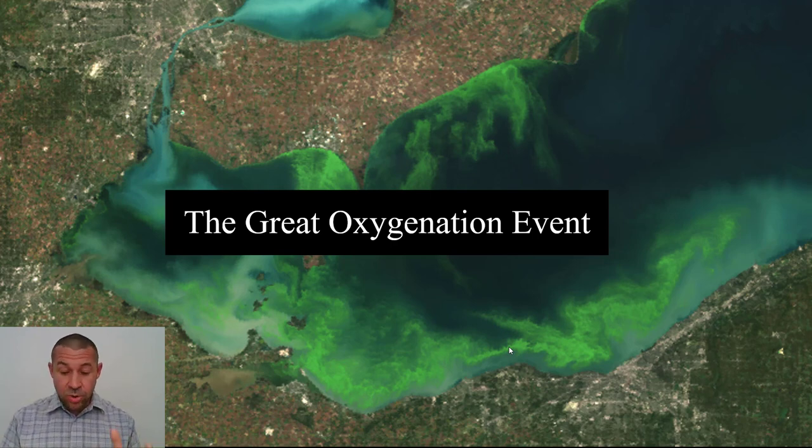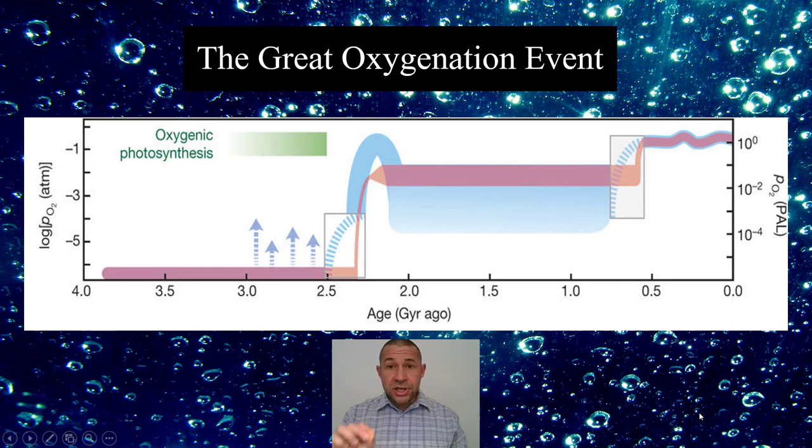Recall that the process of photosynthesis uses radiant energy from our star, carbon dioxide from the atmosphere, and water to produce glucose, which is a form of chemical energy. The waste product from photosynthesis is oxygen. Today, 21% of the air that you breathe is composed of oxygen, and 78% is composed of nitrogen. However, prior to the Great Oxygenation Event 2.5 billion years ago, there was very little free O2 in the atmosphere.